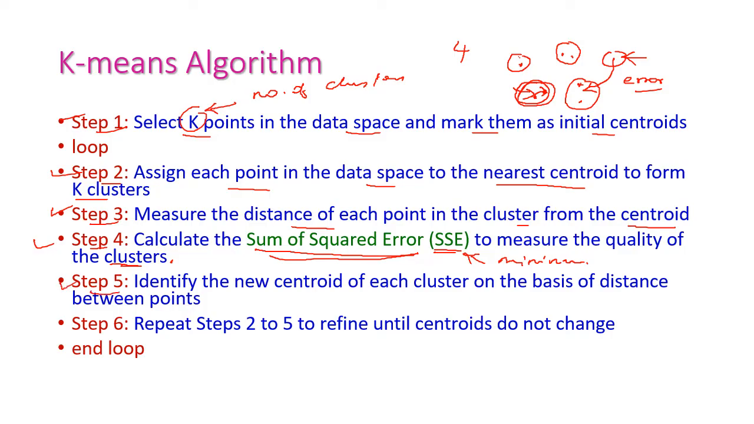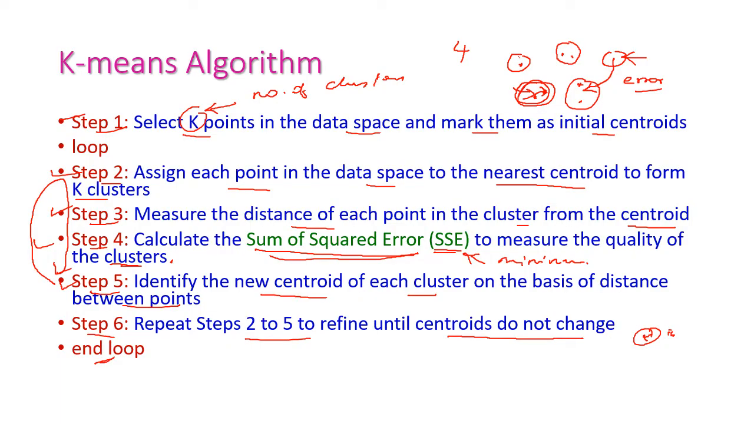Okay, and step 5, identify the new centroid of each cluster on the basis of distance between points. So for every iteration we need to compute the new centroid point. And repeat step 2 to step 5, so step 2 to step 5 until the centroids do not change. Okay, this is important, and the loop ends, right?